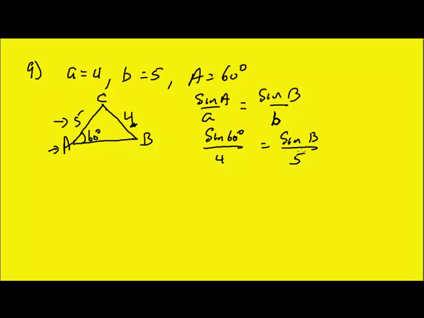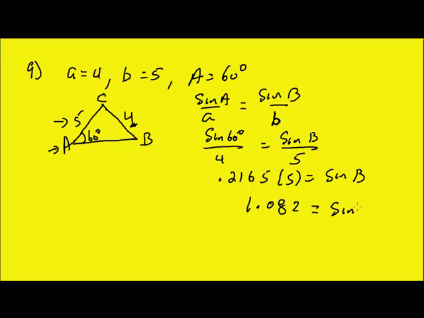First I'm going to take sine of 60 degrees and divide that by 4, and take that answer, 0.2165, and multiply that by 5, and that'll give me sine of B. When I multiply that by 5, I'm going to get 1.082. Really? Wow. Alright.